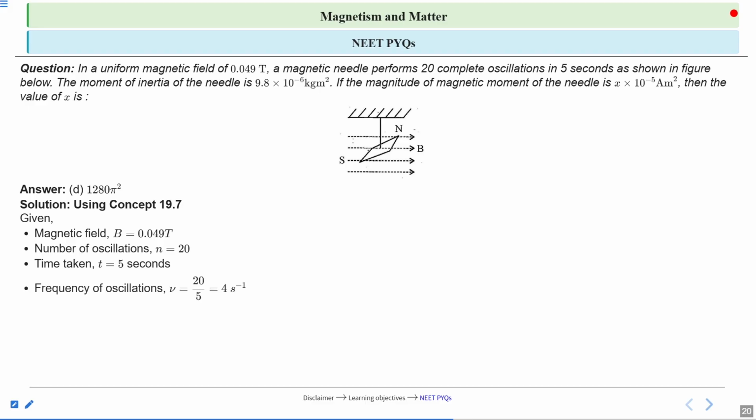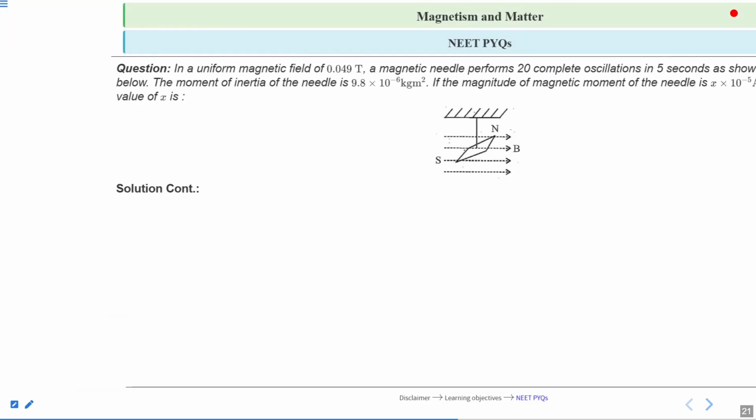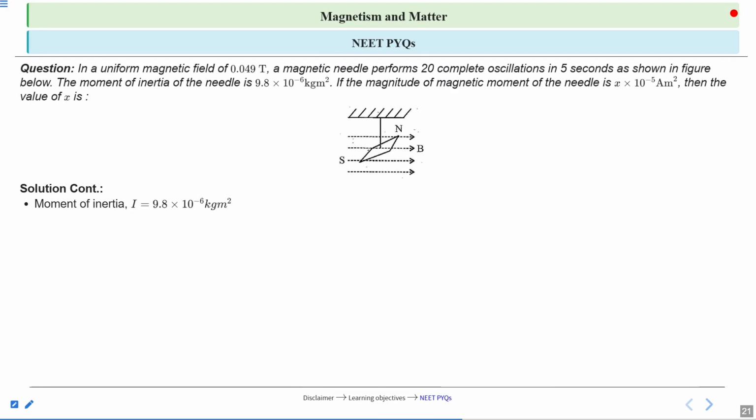Frequency of the oscillation will be the number of oscillations per unit time, per second. So nu is equal to 20 by 5, which is 4 oscillations per second, that is 4 hertz also we can say. Moment of inertia is given, I equal to 9.8 into 10 to the power minus 6 kg meter square, and magnetic moment M is given, which is equal to x into 10 to the power minus 5 ampere meter square, and this x we have to find.